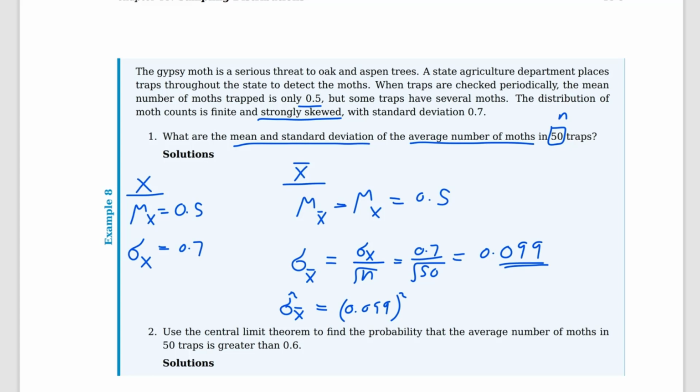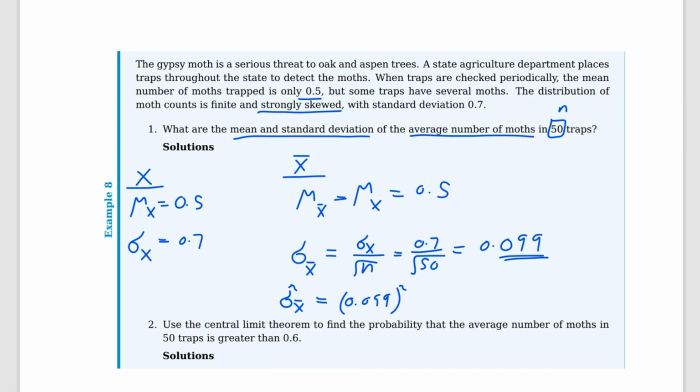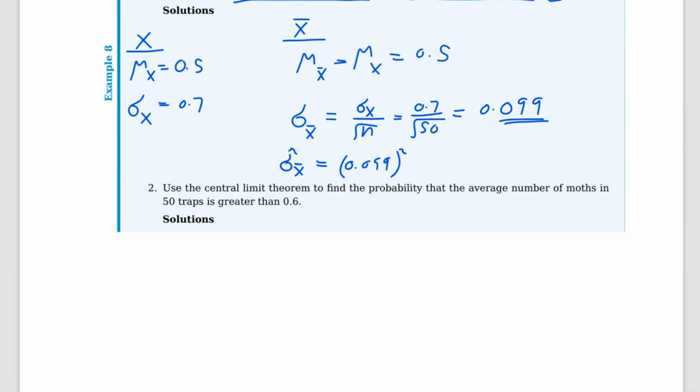How do we know that? A normal distribution is symmetric, bell shaped and symmetric. But it says to use the central limit theorem. That is what the central limit theorem means: when we have enough sample size, we can use a normal distribution, even if the population is not normal, right? Use the central limit theorem to find the probability that the average number of moths is greater than 0.6.